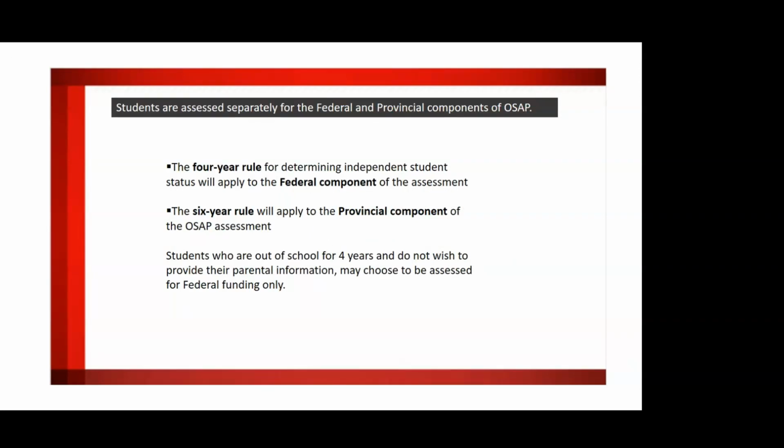So students are assessed separately for the federal and the provincial components of OSAP. The 4-year rule for determining independent status will apply to the federal component of an assessment. The 6-year rule will apply to the provincial component of the OSAP assessment. Students who are out of school for 4 years and do not wish to provide their parental information may choose to be assessed for federal funding only.